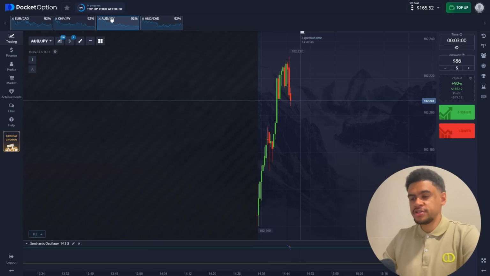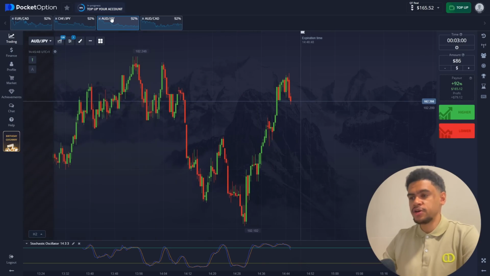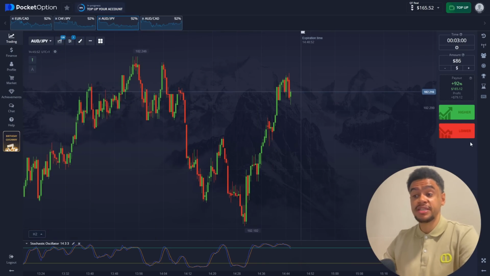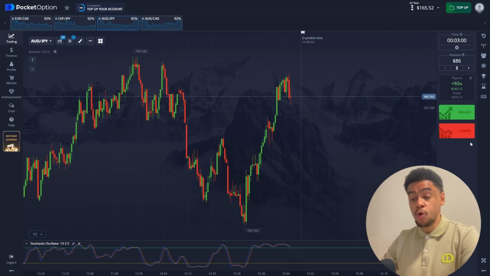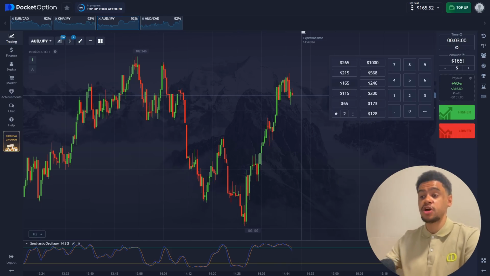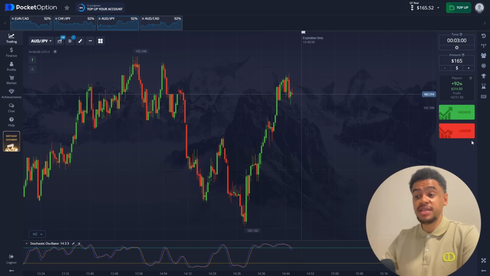Alright, so on Australian dollar, Japanese yen, we are looking once again at a situation that is very simple. As soon as I open this chart, I already understand what is happening. We have a strong resistance level here. The price is going to go down. Let's change our trading amount to $165. And this is going to be a sell position.